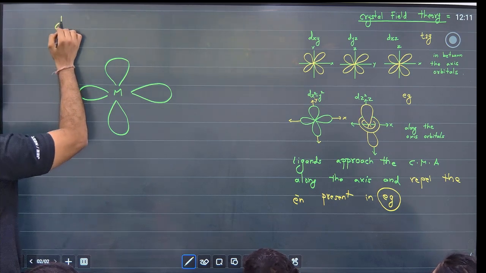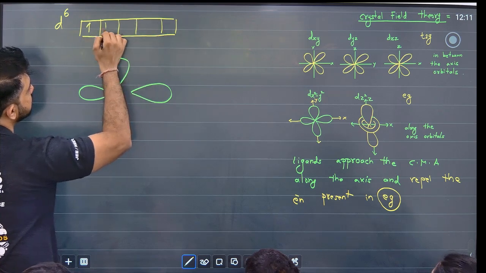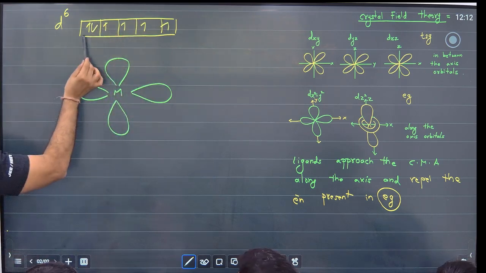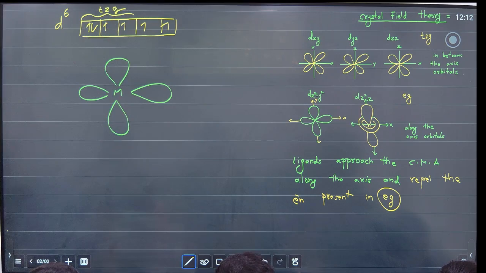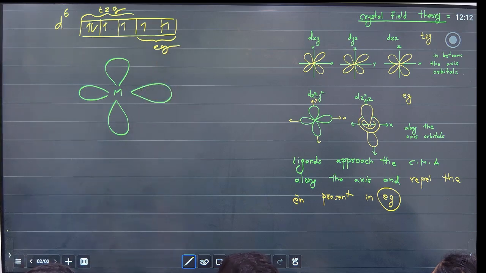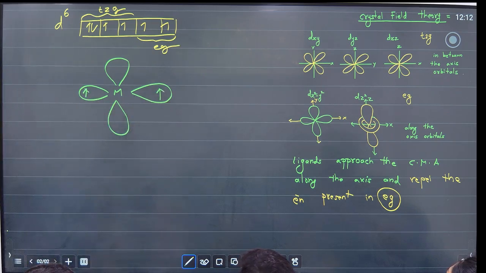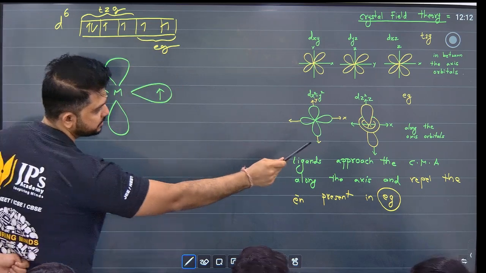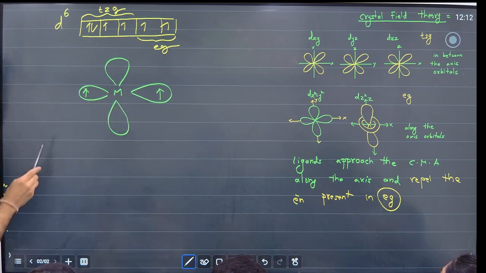Now when I look at a configuration like d6, this is d6. The first three are T2G. The last two electrons are EG. Which means, let's say one electron is here, one electron is here. Actually, one of them is present in dx square minus y square, the other is present in dz square. But let's say both are here. The ligand is coming.